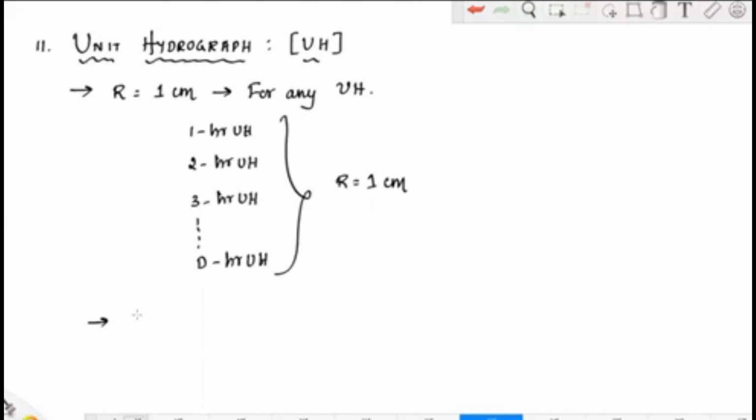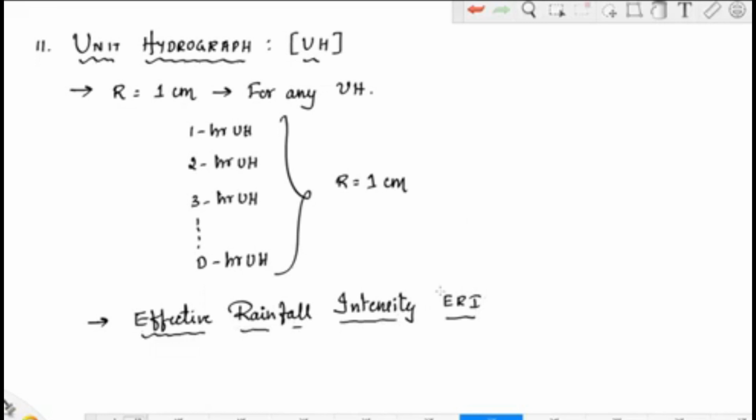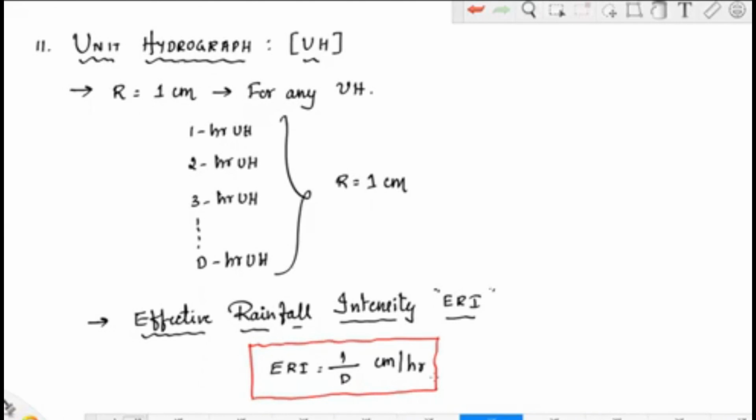Second thing, something we have defined, effective rainfall intensity. In short, we call it as ERI. ERI is equal to 1 by D centimeter per hour. This is what we have proved.